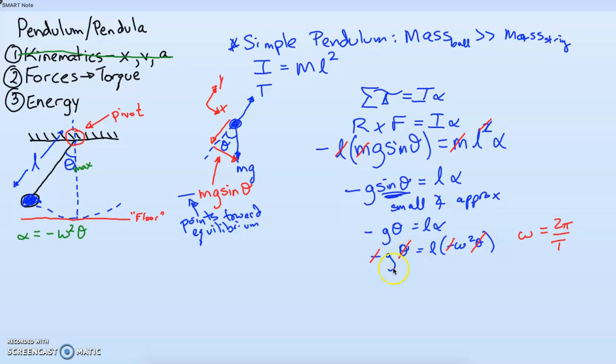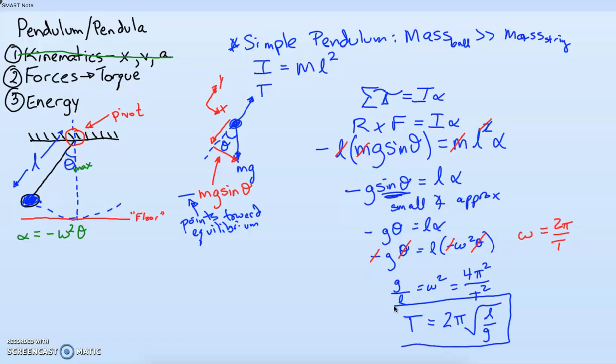So let's see here. This guy will be, let's go back to blue, g over L equals omega squared equals 4 pi squared over T squared. And then when we rearrange this, cross multiply and put the T squared up here, and then the L and the g over there, and then we take the square root, we end up with a very useful equation, T equals 2 pi square root L over g. This is something that is worth memorizing, and you will have an assignment for it at some point.